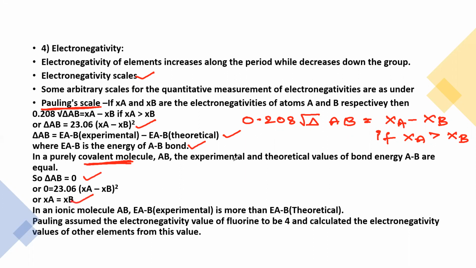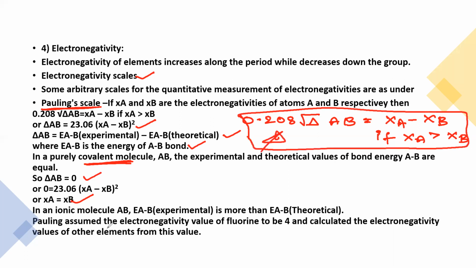This formula only will apply in the examination, the first formula. The remaining formulas are just equated forms, but they are not important. Next, in an ionic molecule AB, like sodium chloride, unlike a covalent molecule, the experimental energy of the AB bond is more than the theoretical energy of AB. Experimental is more than theoretical.